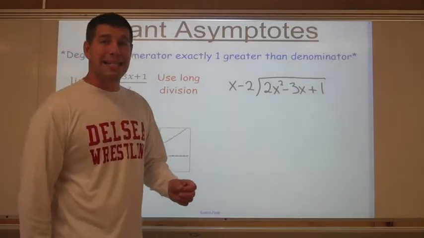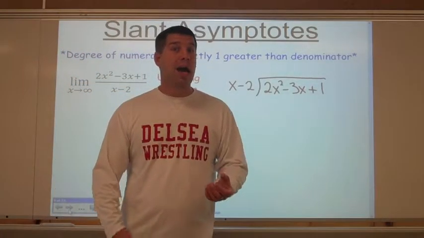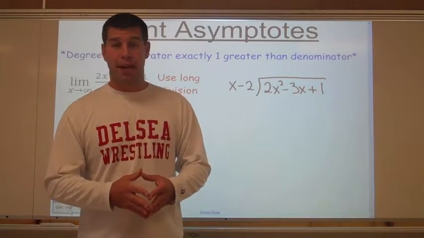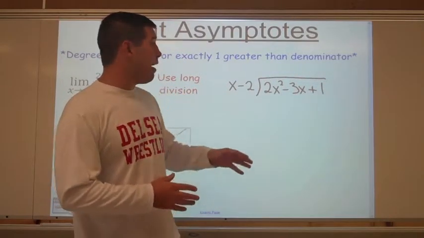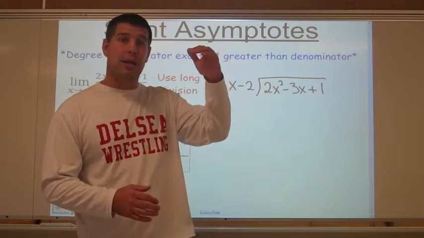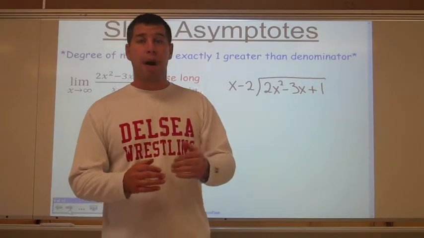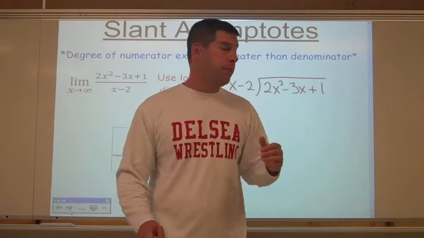Last thing I want to talk about in this section is what's called slant asymptotes. Now, as you're finding limits as x goes to infinity, no matter what, those rules apply. If the numerator has power higher than the denominator, the function is going to go to infinity or negative infinity.